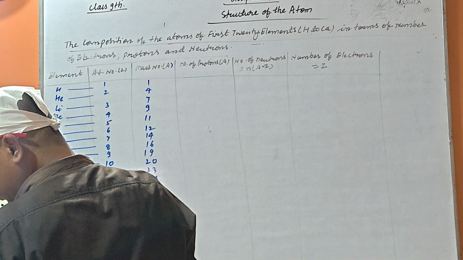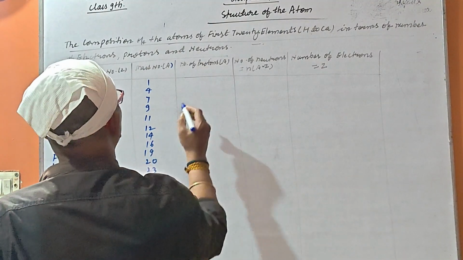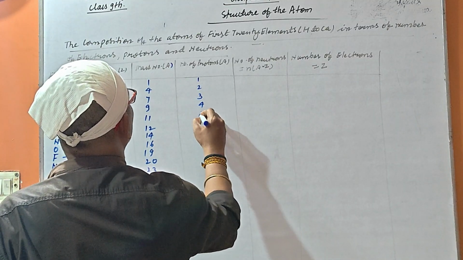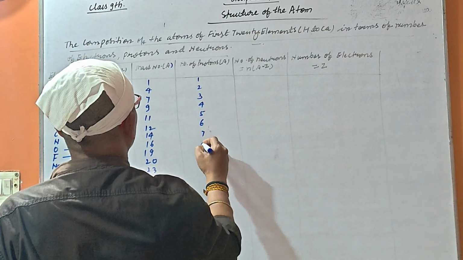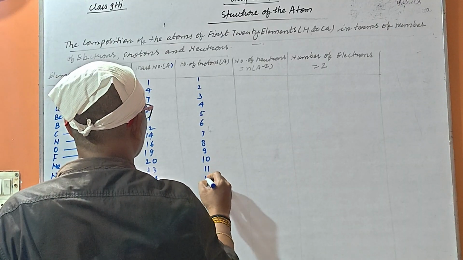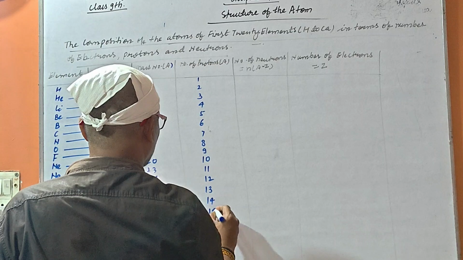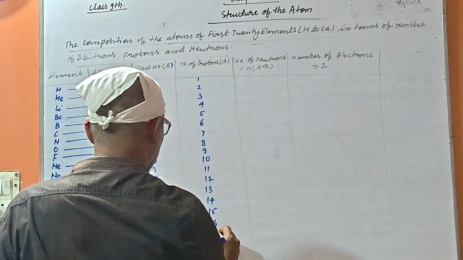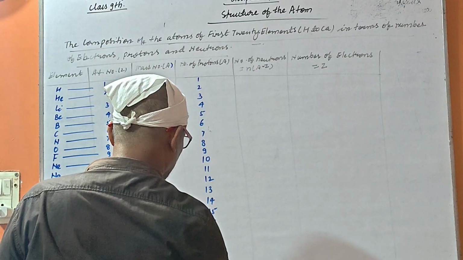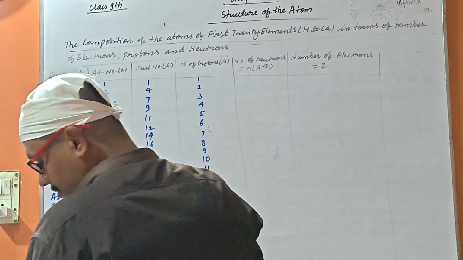Number of protons are the same as the atomic number: 1, 2, 3, 4, 5, 6, 7, 8, 9, 10, 11, 12, 13, 14, 15, 16, 17. So these are the number of protons.